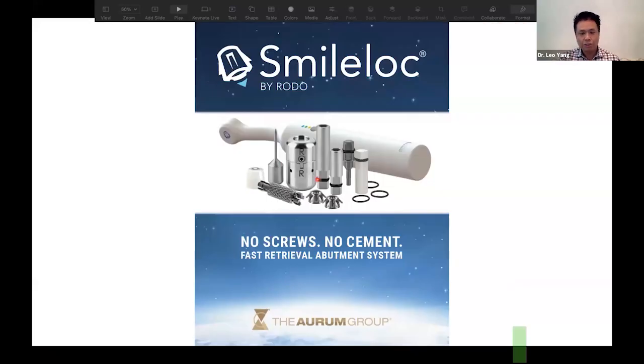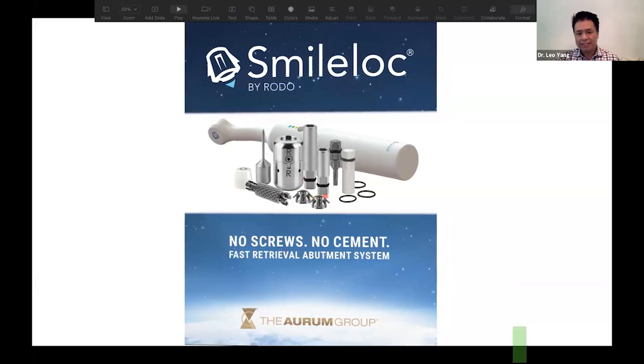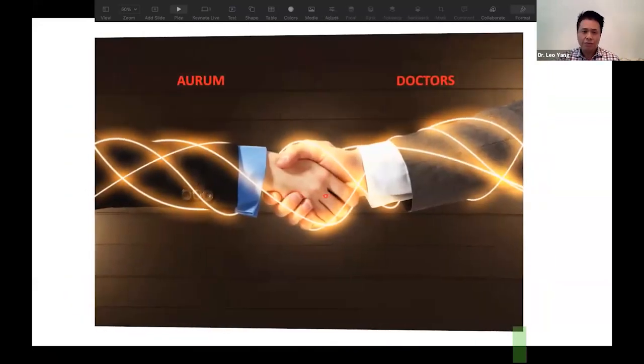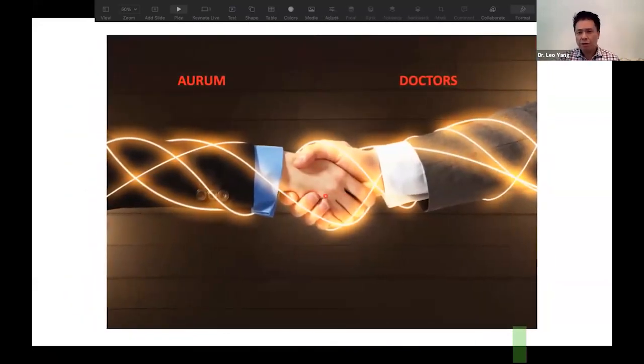With that said, if you're still interested in doing roto implant restorations, I highly urge you, if you don't have the step-by-step manual, definitely reach out to Daniel at Aurum to get that PDF format for start to finish of how to do roto. And it's really a collaboration between Aurum and SS doctors.